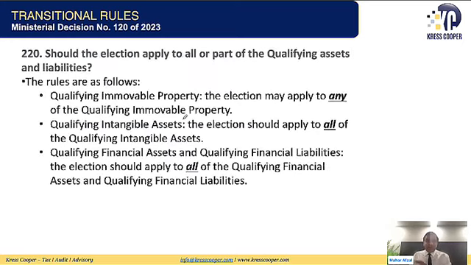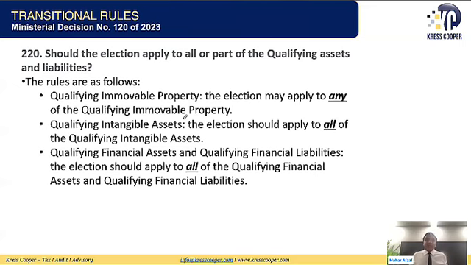Does this adjustment pertain to the question that we have discussed? No, not at all. These adjustments pertain to the gain or loss related to the immovable property. They relate to the gain and loss on intangible assets having a life of not more than 10 years from the effective date of the law. They also deal with the gain and loss related to financial assets and financial liabilities. So we cannot consider this ministerial decision for all our previous questions.